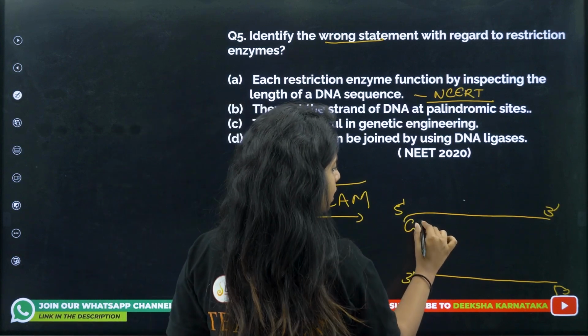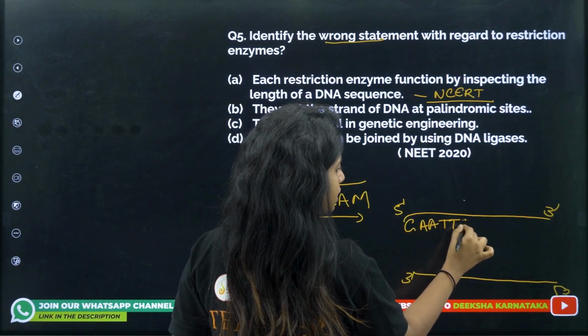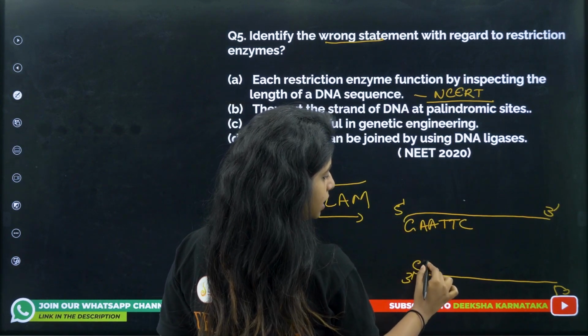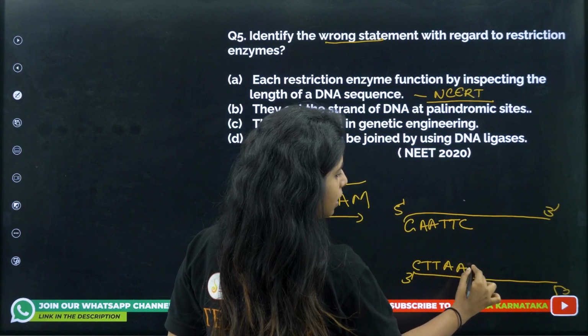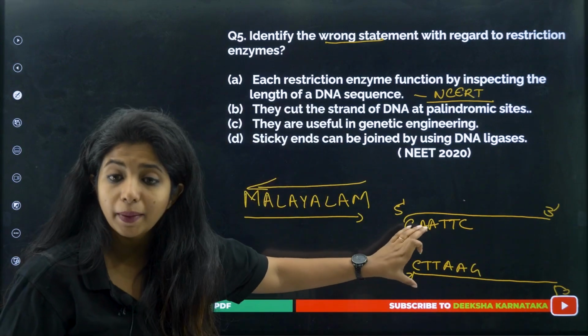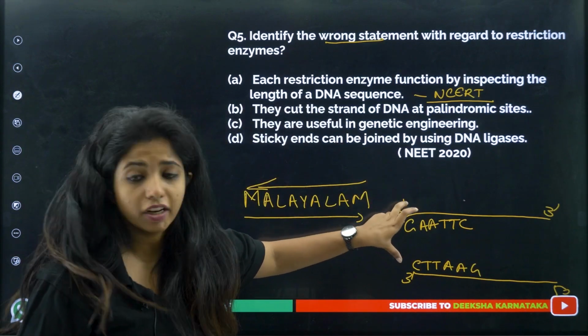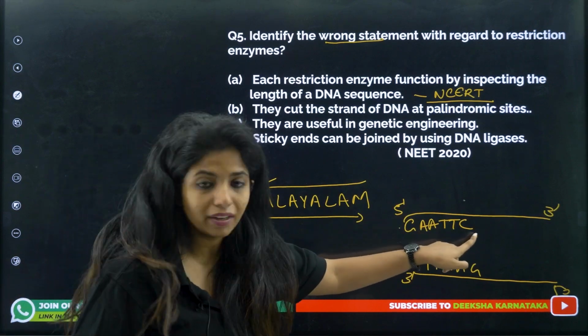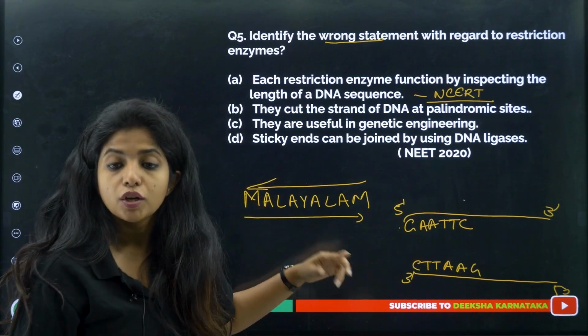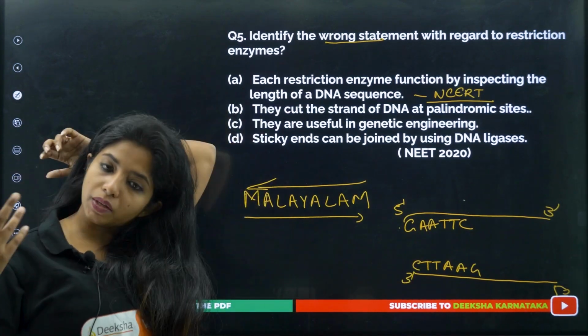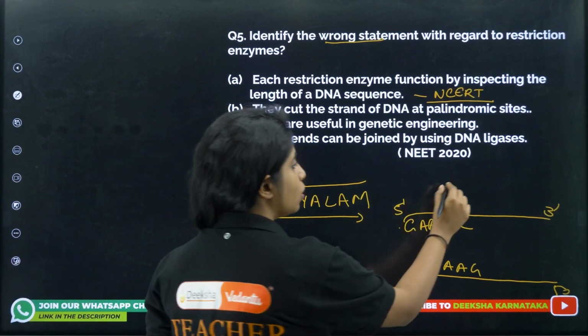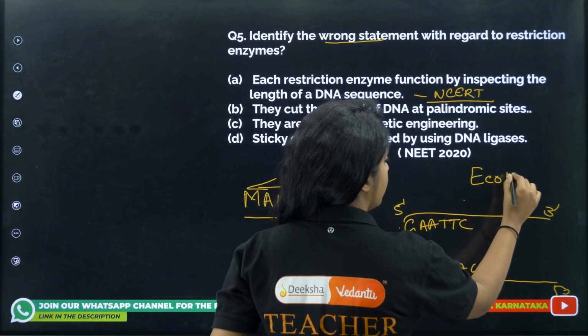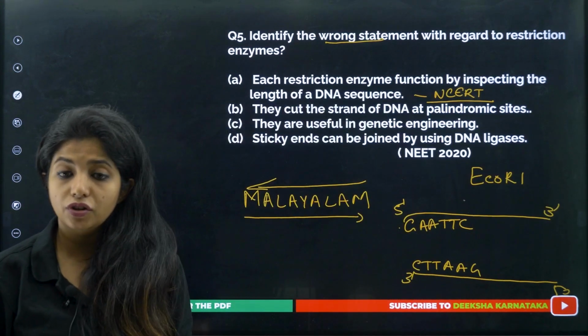So over here, the site is GAATTC. Here it will be CTTAAG. This is a palindromic site, children. Over here, if you read, it's the same. Here also, if you read, it's the same. For example, I am giving the example of a restriction enzyme known as EcoR1. EcoR1, okay, that's the restriction enzyme.